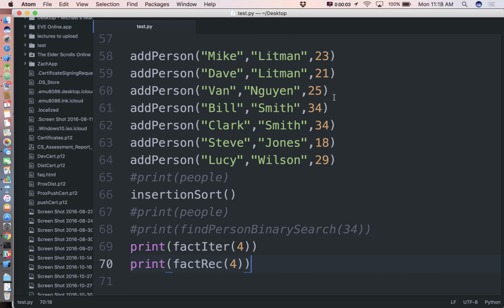We talked about recursion last class, right? Remind me, what is recursion? Referencing the loop.